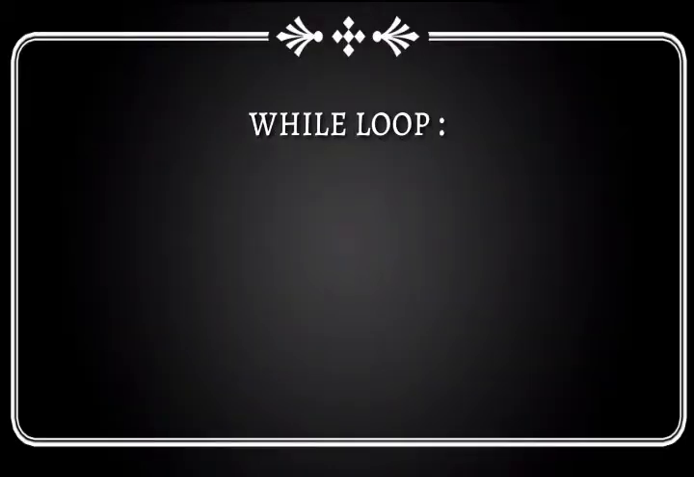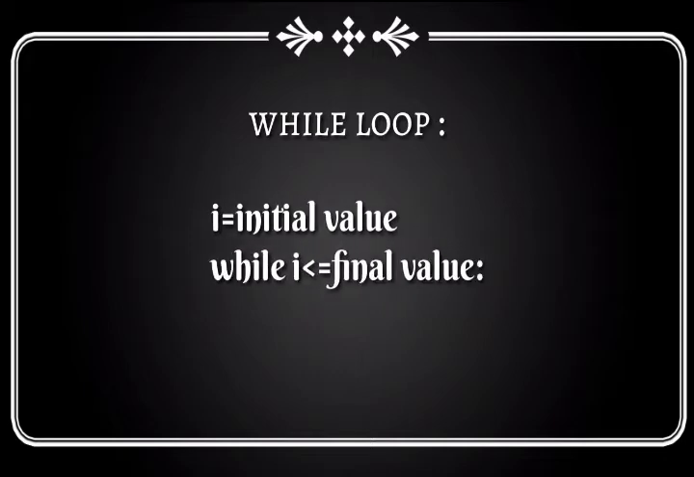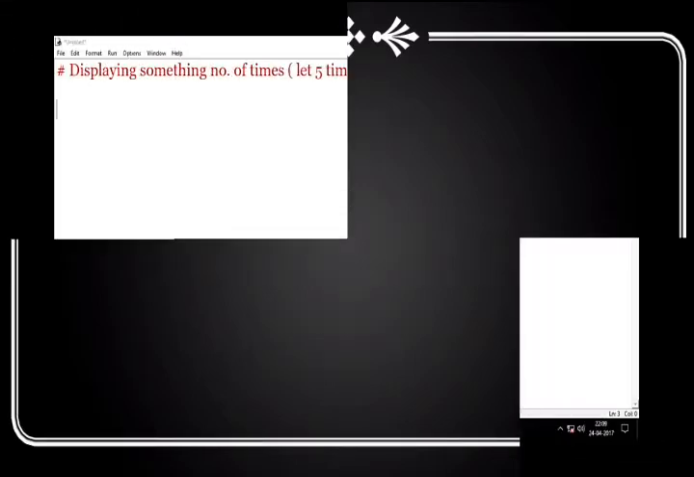Now while loop. Basically in this, the range function is split into three different lines. Now its syntax is i, which is the initial value, then using a logical operator, while i should be less than or equal to the final value, then that block of statement, and then increment of that variable. Now let's implement these in an IDE.